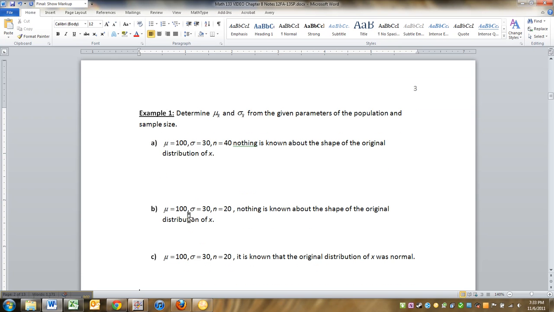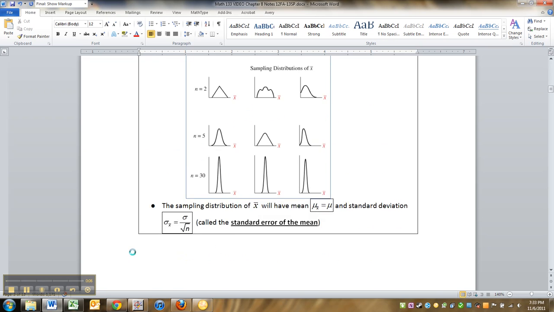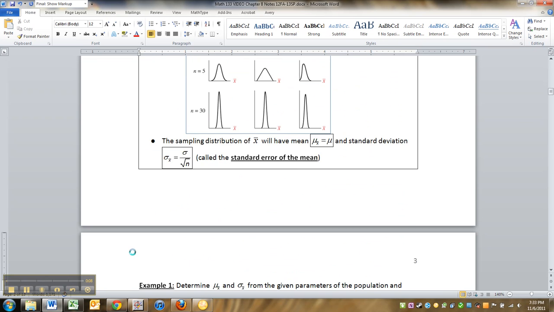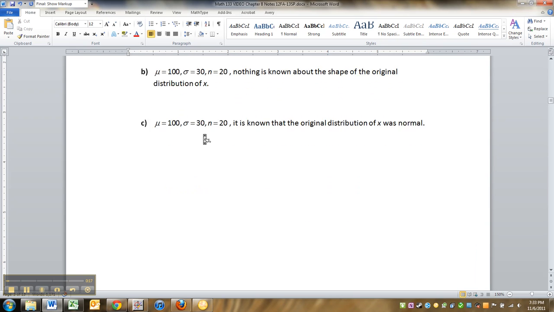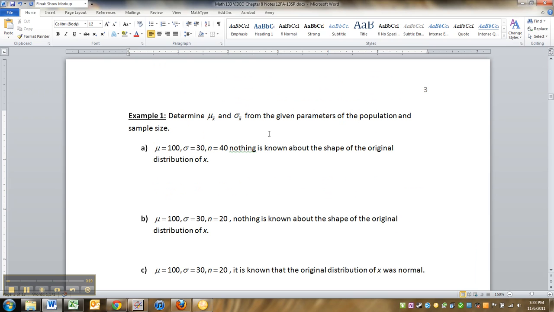All right, so now we have seen the central limit theorem. It's a pretty big deal, and that was this page right here. So now we're going to use it to figure out some things. For example, we're going to determine the mean of the sample means, mu sub x bar, and sigma sub x bar, from the given parameters of the population and sample size.